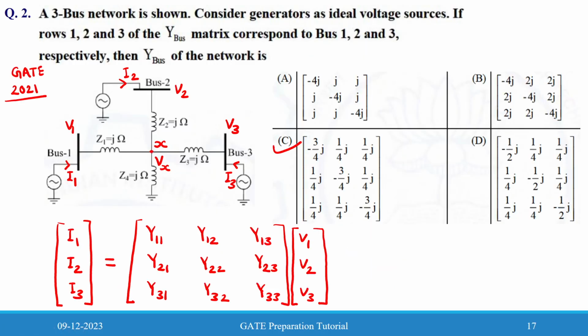And now the next problem that has been asked in GATE 2021. In this problem a 3 bus network is shown, and the generators are considered as ideal voltage sources. If rows 1, 2 and 3 of the Y bus matrix correspond to bus 1, 2 and 3 respectively, then the Y bus of the network is. So this is a little bit good question, and here you have to go by the conventional way, what we have seen by using the KCL.